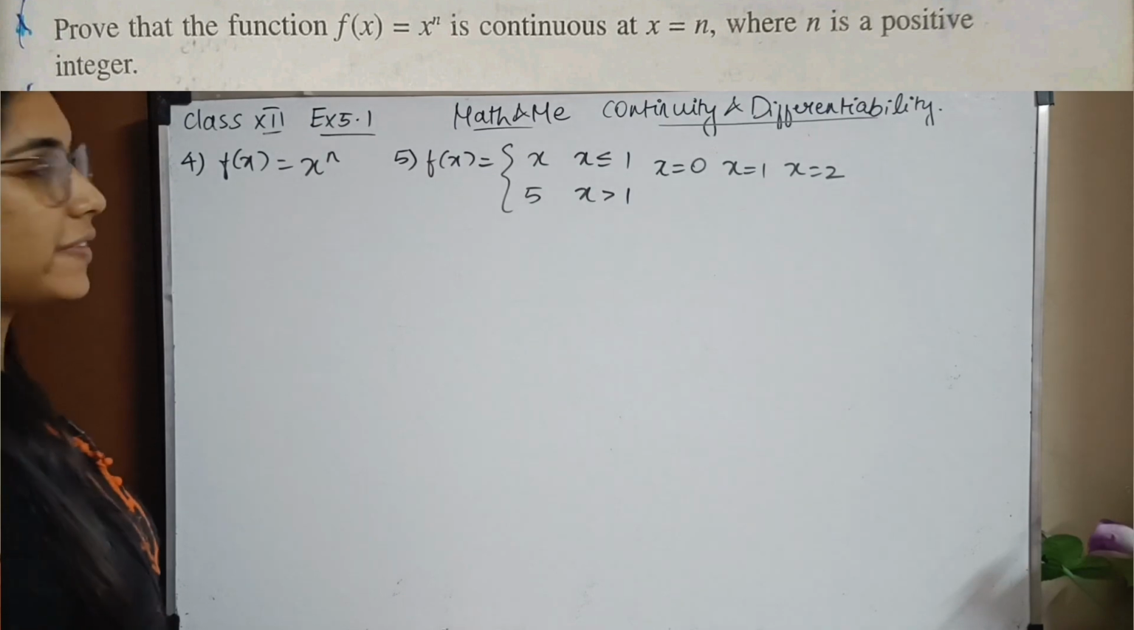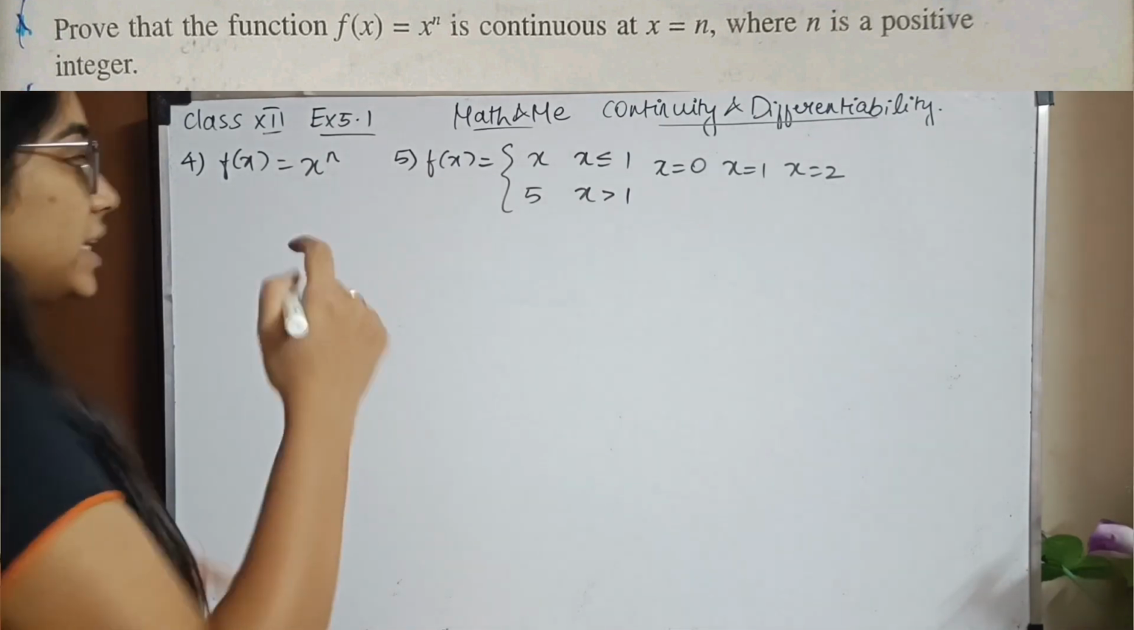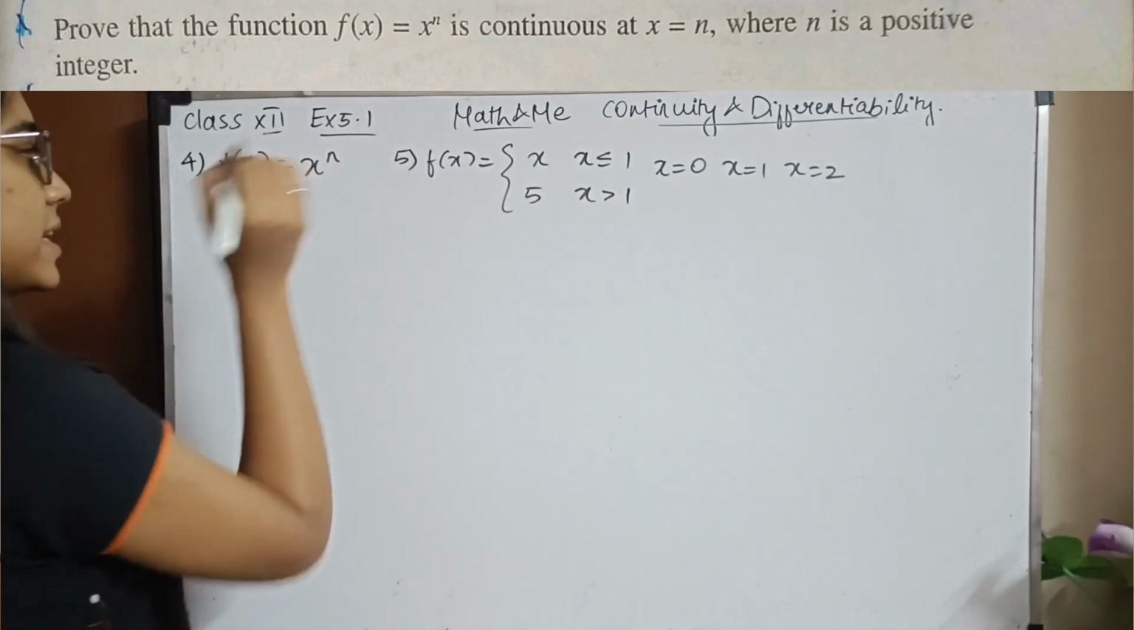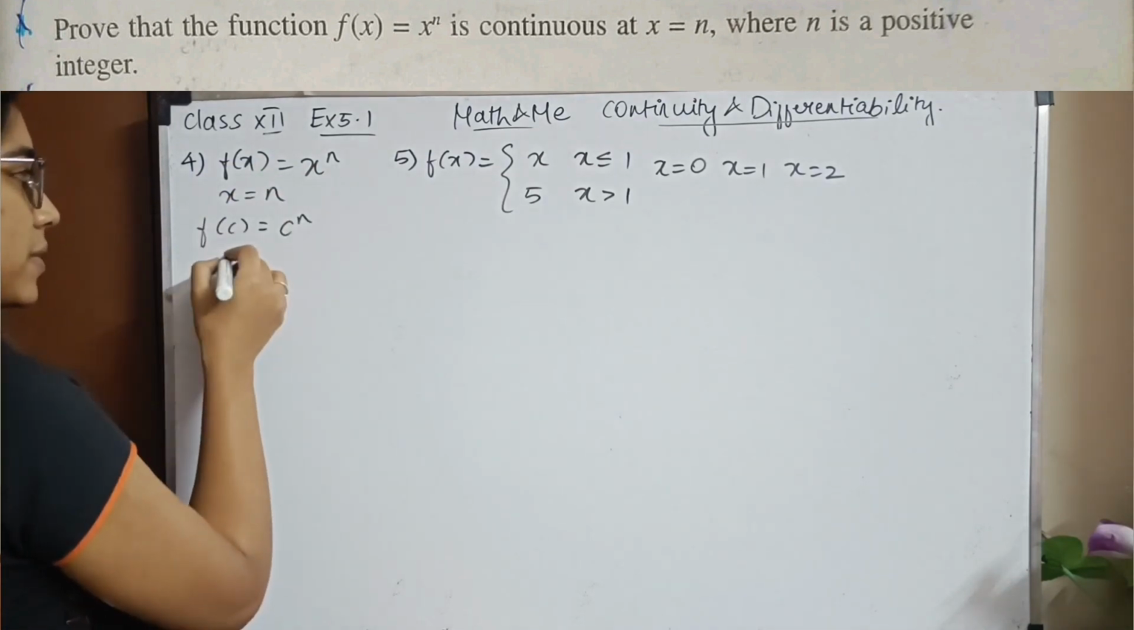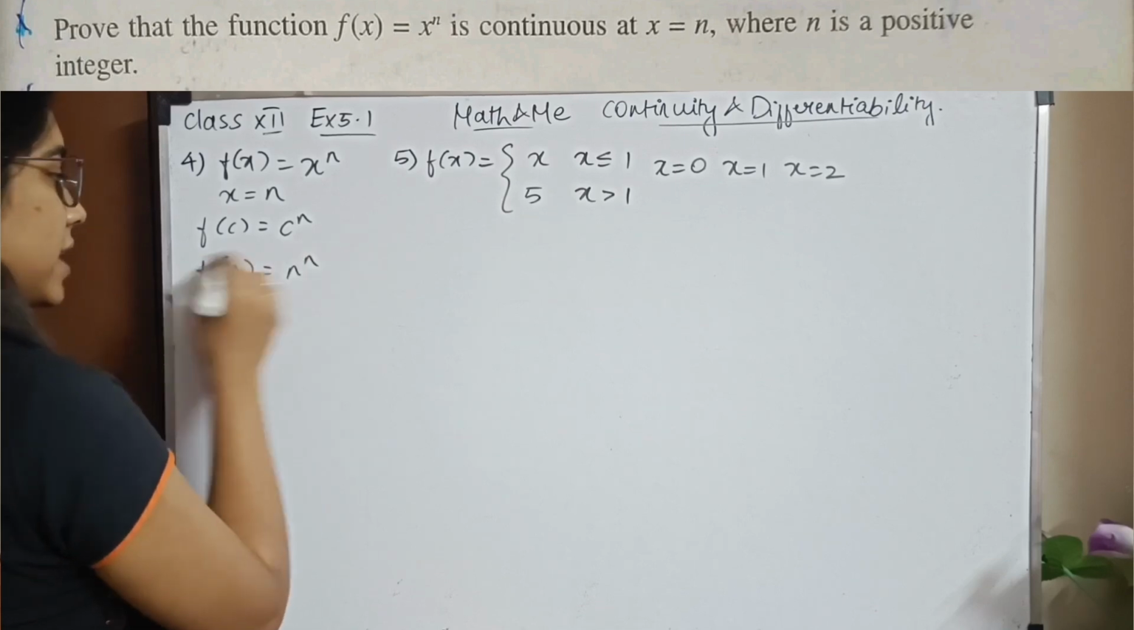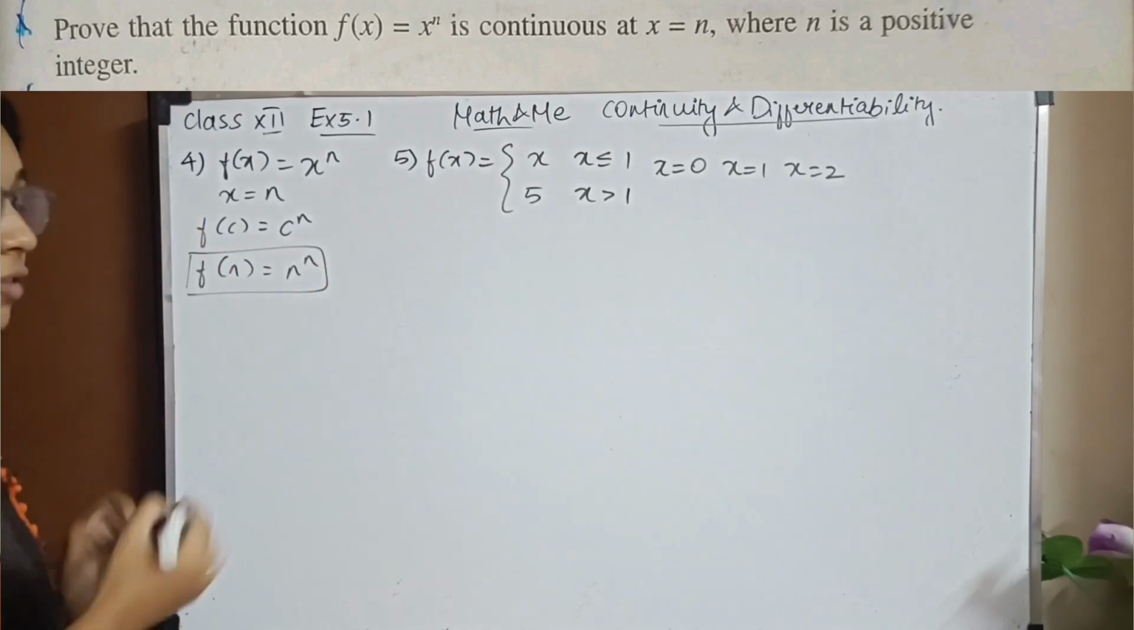Question number 4, f of x is equal to x to the n. இப்போ இது வந்து n ல continuous ஆன்னு கேக்குறாங்க. When x is equal to n. So what is my f of c? It is going to be c to the n. What is my value of c? n. So it is going to be n to the n. So this is my f of c கண்டுபிடிச்சாச்சு.